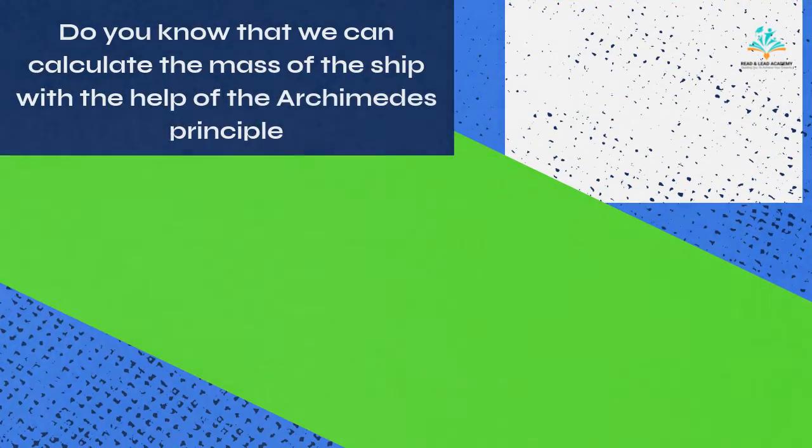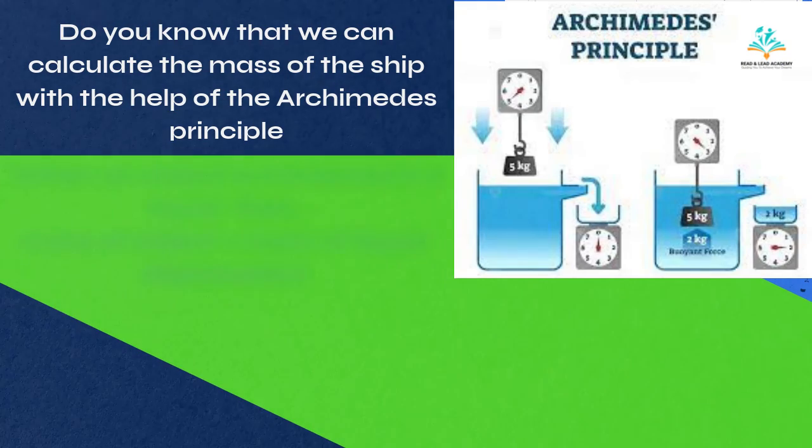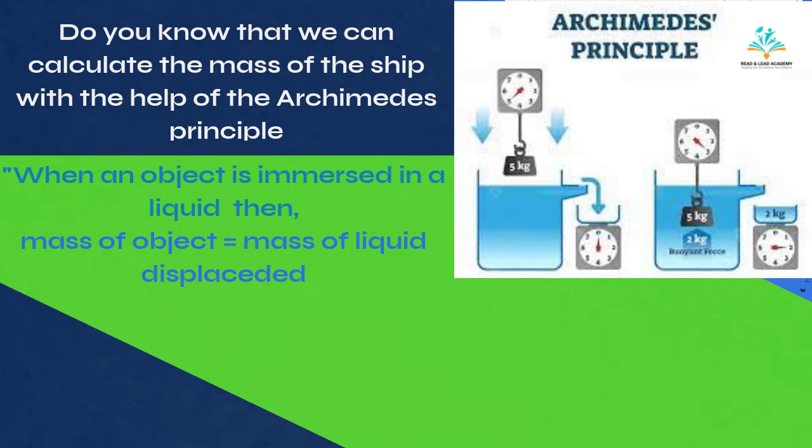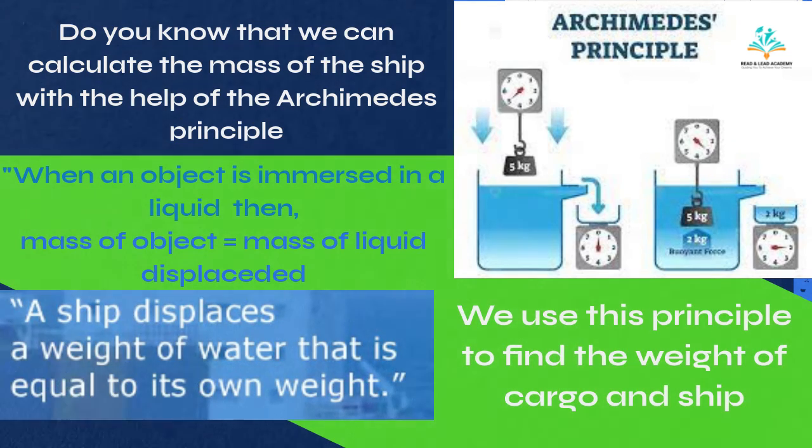Do you know that we can calculate the mass of the ship with the help of the Archimedes principle? What does the Archimedes principle tell us? Well, it tells us that whenever an object is immersed in a liquid, the mass of that object is equal to the mass of the liquid displaced by immersing it. So, by this principle, the ship will displace water according to its own weight. We use this principle to find the weight of the ship, which will help us in finding the weight of the cargo.